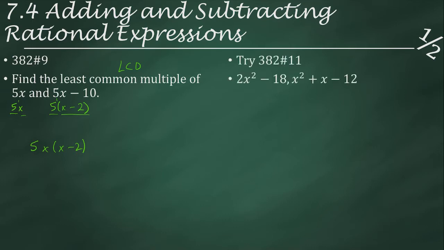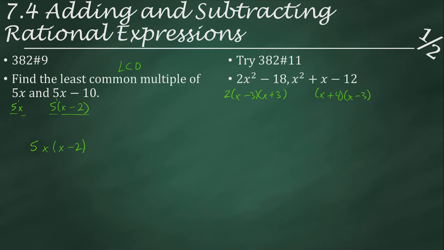Pause this and you try number 11. Help you out. These factor into 2x minus 3, x plus 3. The other one is x plus 4, x minus 3.